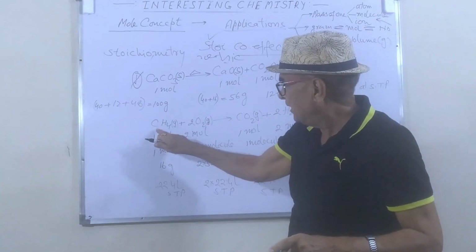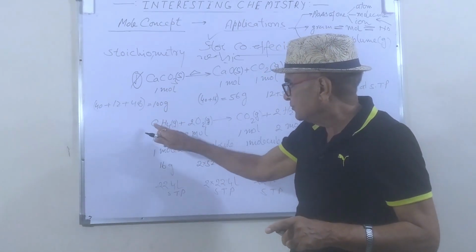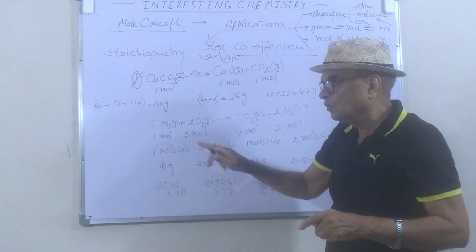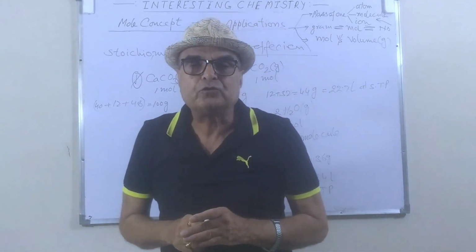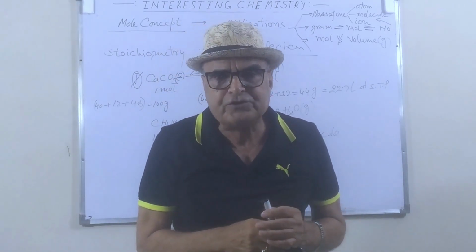It is multiplied by the 1. So the stoichiometric coefficient of CH4 is 1. The stoichiometric coefficient of O2 is 2. So I think that you have understood about the stoichiometric coefficient.